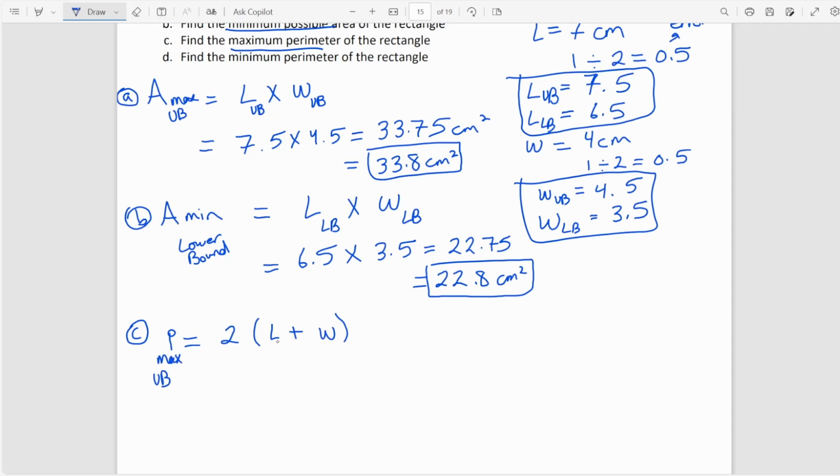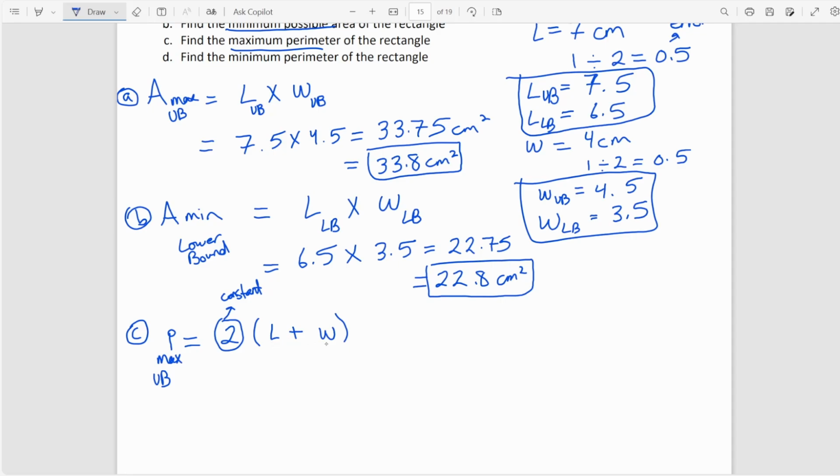Now, we have a length plus the width, and then it gets timed by 2. Now, you need to understand, don't ever grab this 2 and find an upper bound or a lower bound for it. This is a constant that does not change. Nothing you can do about the 2. It's not rounded, it's constant.